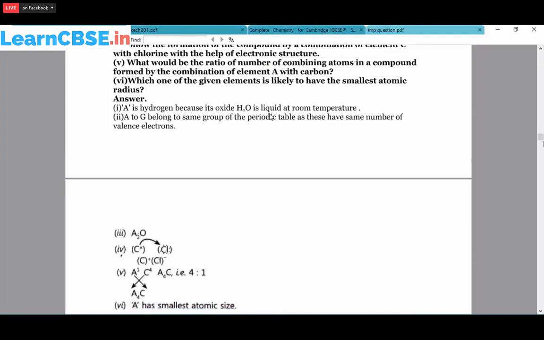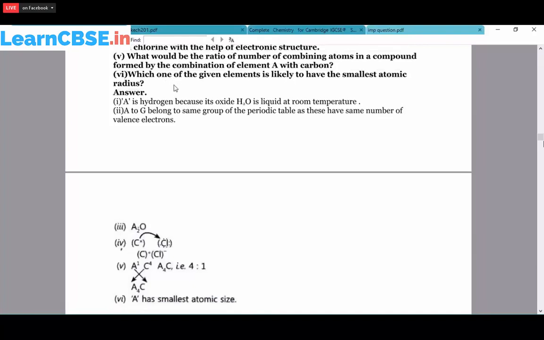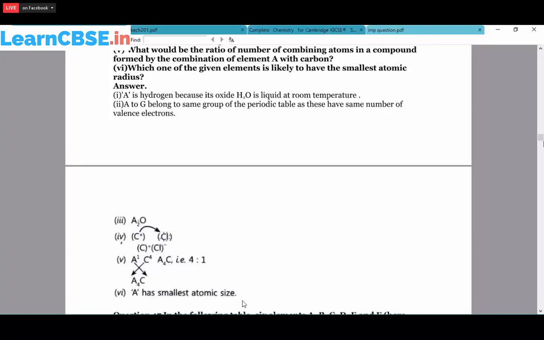Okay, the ratio is 4:1, so already we have it given over here. So which one of the given elements is likely to have the smallest atomic radius? Definitely A has the smallest atomic size, because when we are moving down the group, the atomic size increases due to the increase in the number of outermost shells.